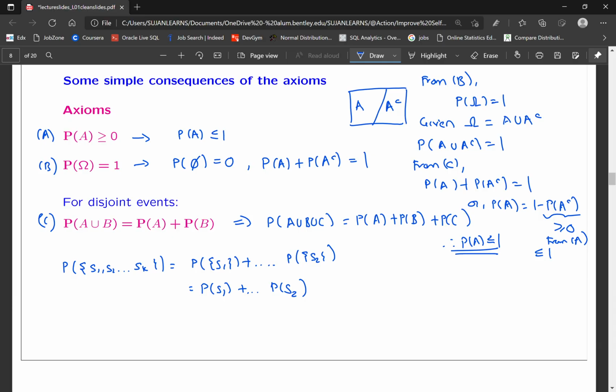So what we know is that to prove this one, we need to do is: probability of 1 is probability of the entire sample space plus the complement of the sample space. We can say that, right? Now we know that the probability of the sample space is equal to 1, plus the probability of the complement of the sample space. Therefore, we can say the probability of the complement of the sample space is equal to 0.